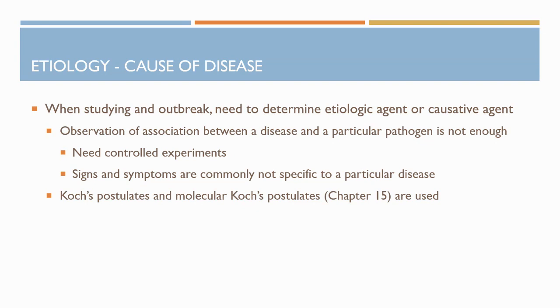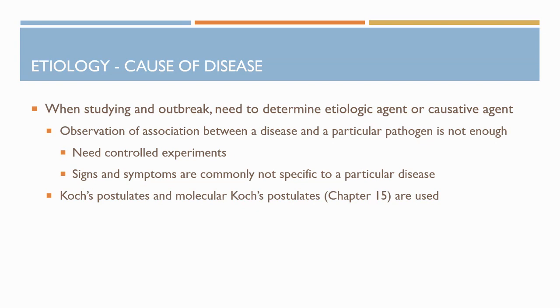So epidemiology is the study of the spread of disease within a population. Etiology looks at the cause of disease. So we're finding cause. What is the causative agent? So if we are going to study an outbreak and the spread of disease, we need to know what's causing it.